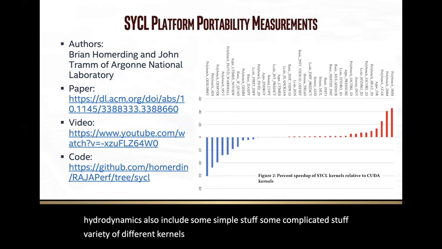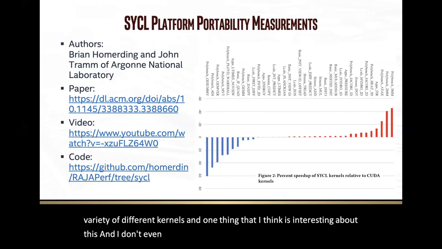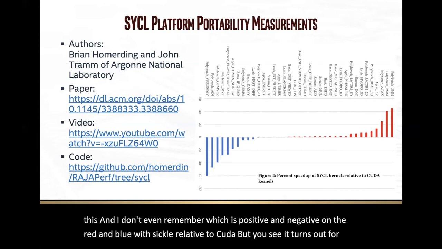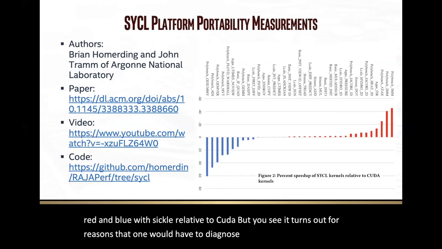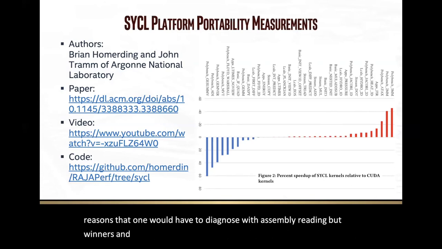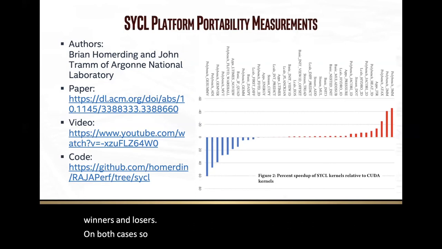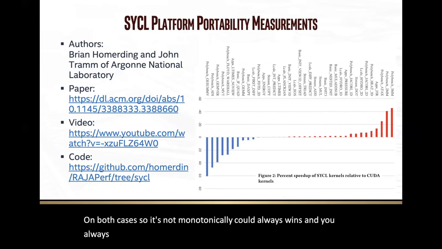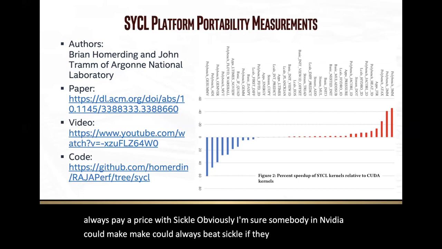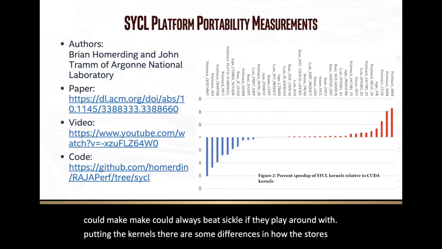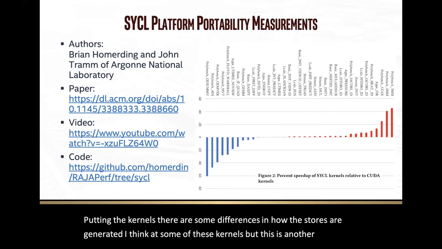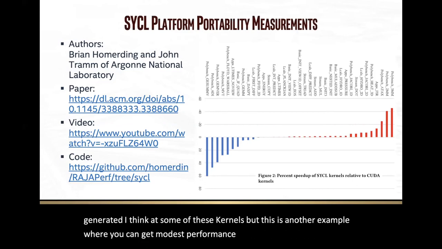One thing I think is interesting about this, and I don't even remember which is positive and negative on the red and blue with SYCL relative to CUDA, is that for reasons one would have to diagnose with assembly reading, you see winners and losers in both cases. So it's not monotonically that CUDA always wins and you always pay a price with SYCL. Obviously, I'm sure somebody at NVIDIA could make CUDA always beat SYCL if they play around with tuning the kernels. There are some differences in how the stores are generated, I think, in some of these kernels. But this is another example where you can get modest performance portability with interesting code using SYCL on a GPU.